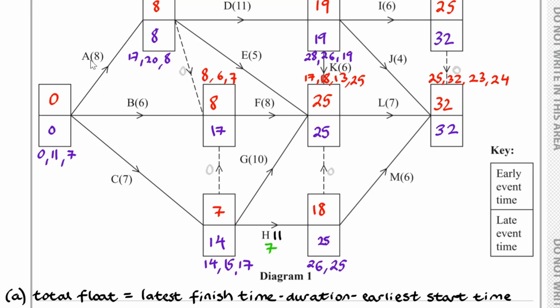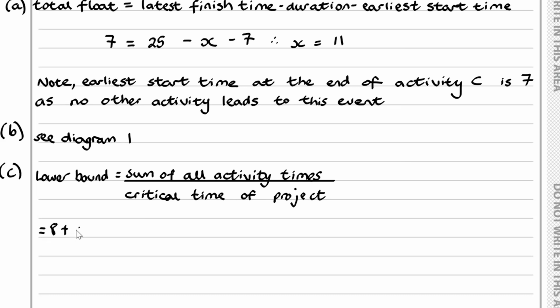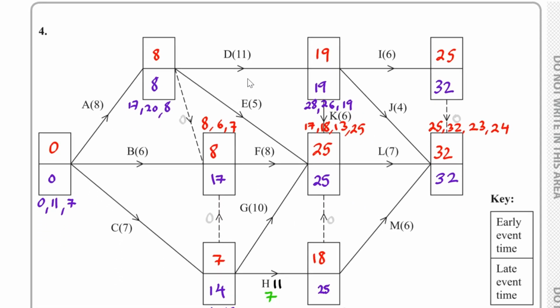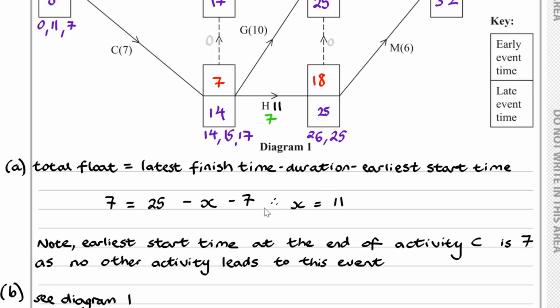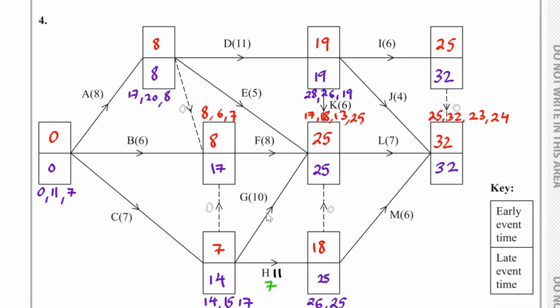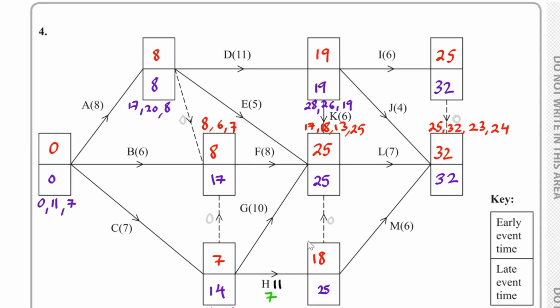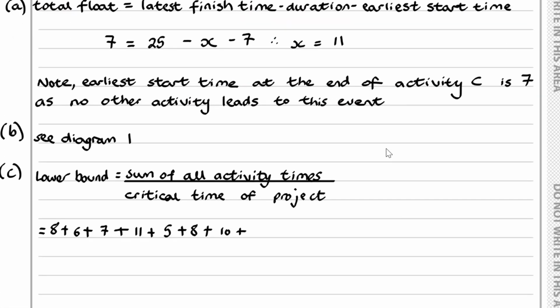And for that, if we work in alphabetical order, we've got 8 plus 6 plus 7. Let's just write this down. So we have 8 plus 6 plus 7. So that's A, B and C done. Then we have D, E, F, G. So we have 11, 5, 8 and 10. So we have 11 plus 5 plus 8 plus 10. Okay. So that's that done. And then we got H, I, J. So we've got 11 plus 6 plus 4.